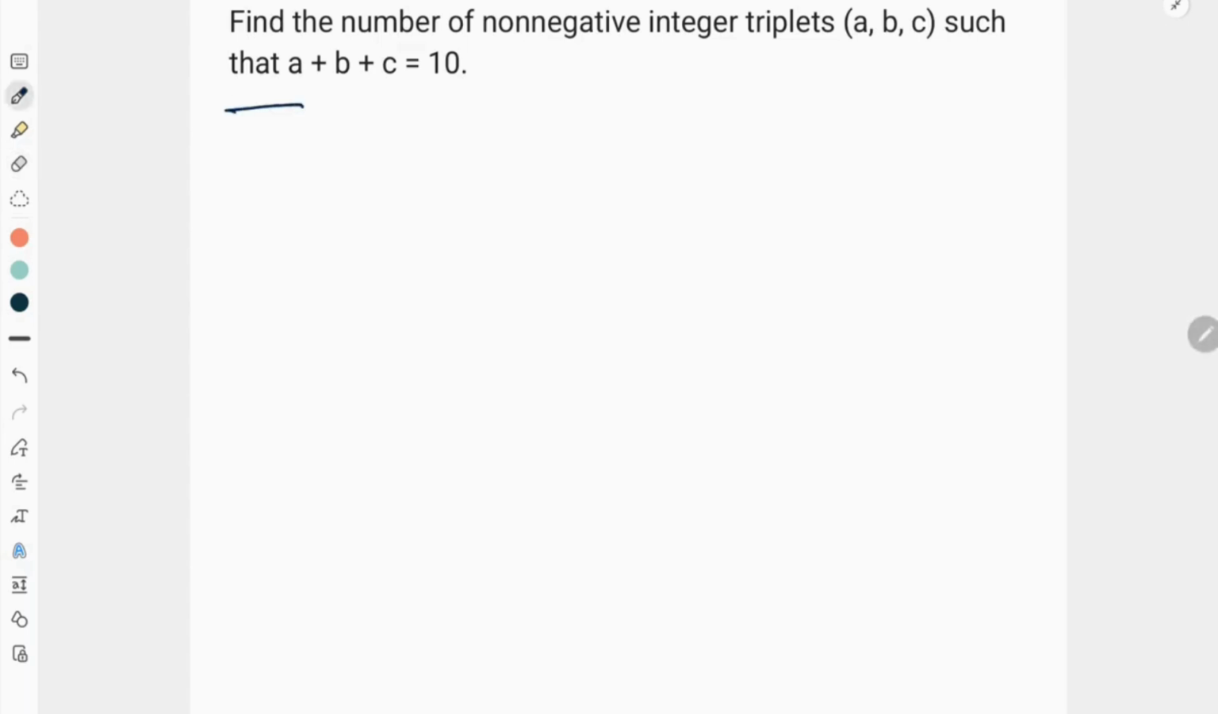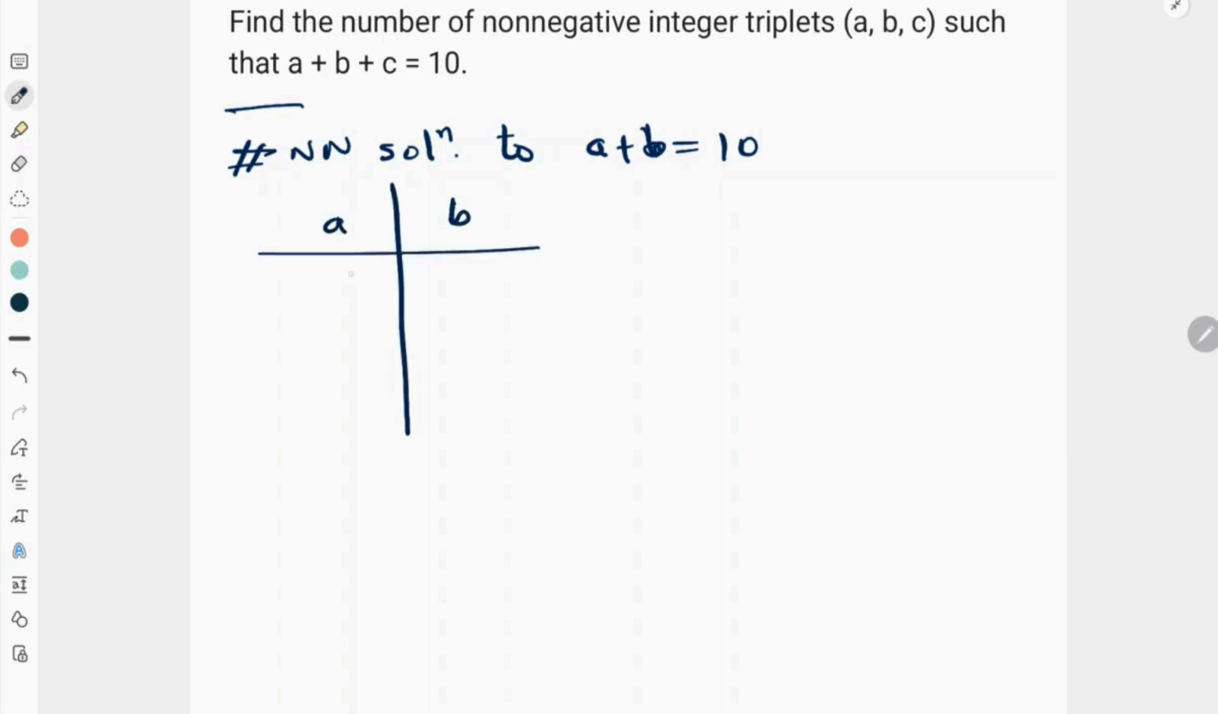Right, so before we jump into the problem directly, a plus b plus c is equal to 10, let's first find out if there is a simpler problem that we can solve. Let's find the number of non-negative solutions to, let's say, a plus b is equal to 10. That's all. There is no c right now, or you can think that c is frozen to 0. If I were to tabulate the solutions, I could say a is 0, b is 10, a is 1, b is 9, all the way to a is 10 and b is 0. So there are 11 solutions here.